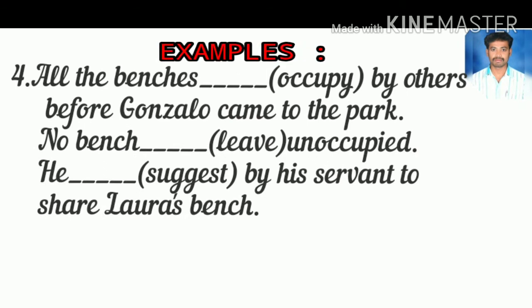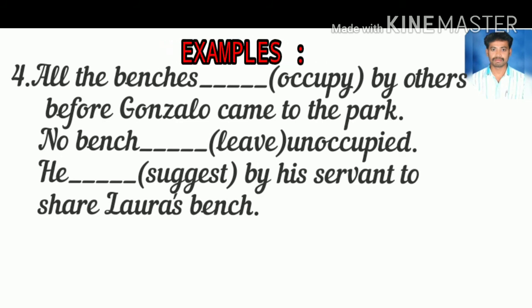Okay, all the benches, in bracket occupy, by others before Gonzalo came to the park. No bench, in bracket leave, unoccupied. And then he, in bracket suggest, by his servant to share Laura's bench. Here the first example is over, second one, third one is over, this is the fourth one. All the benches is plural, so that's why I'm going to use were, and then occupy changes into occupied: were occupied.